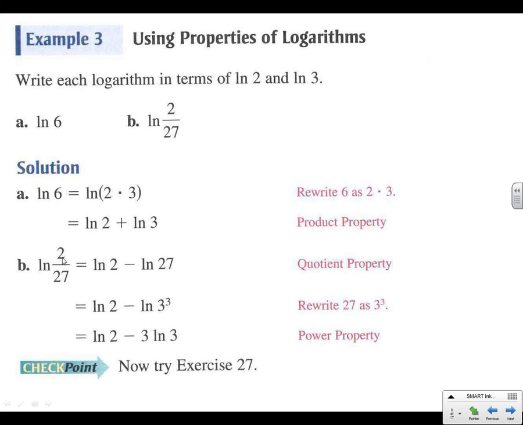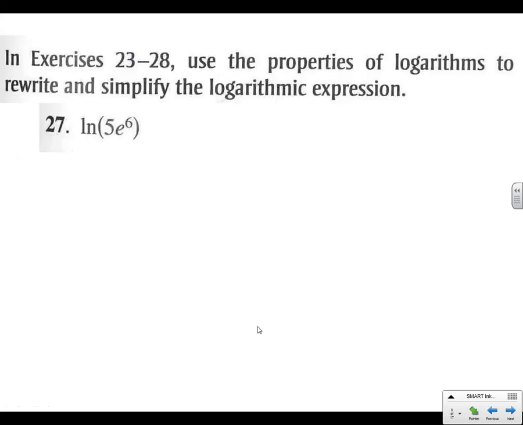Natural log of 2 over 27, we could change division into 2 separate logs with a subtraction in the middle. So we've got our natural log of 2, but then how do we turn 27 into 3? 3 cubed. What do we do with the little 3 here? Bring it out in front. So we'd have the natural log of 2 minus 3 times the natural log of 3. See if you can do the same thing on the next one. Take 5e to the 6th and expand this thing.